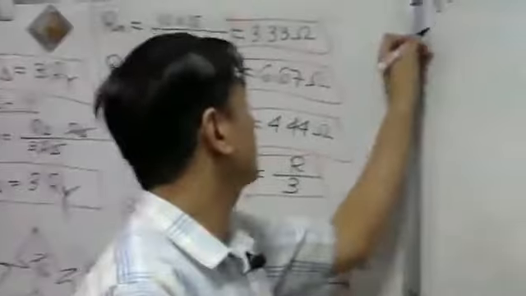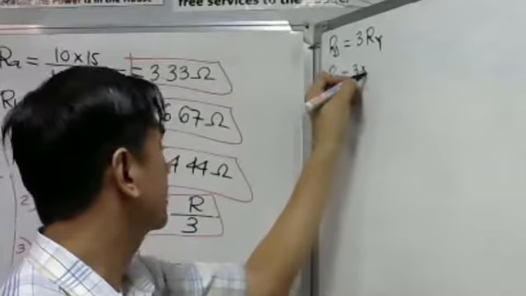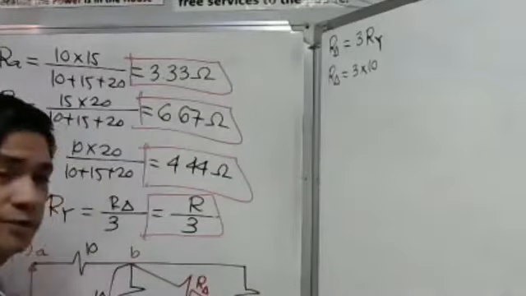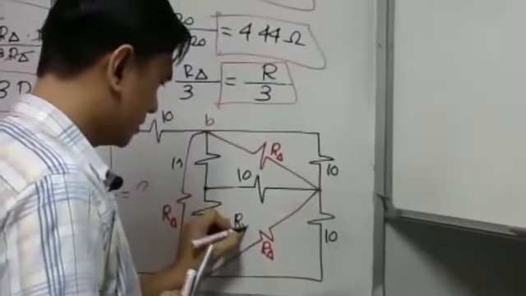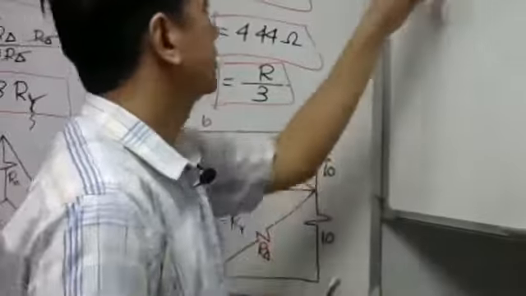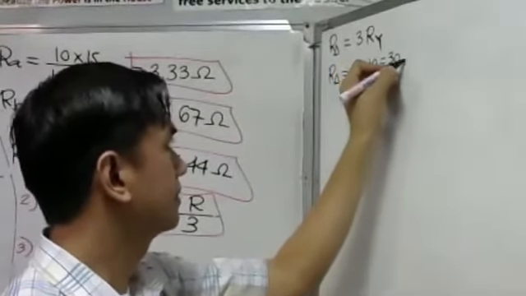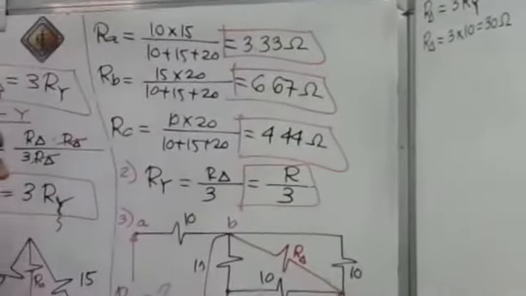So what is our R delta here? Our R delta will now be equal to 3 times 10. Our RY is simply equal to 10 here. So this is our RY. Therefore, that is 30 ohms. Now, we have 30 ohms here.